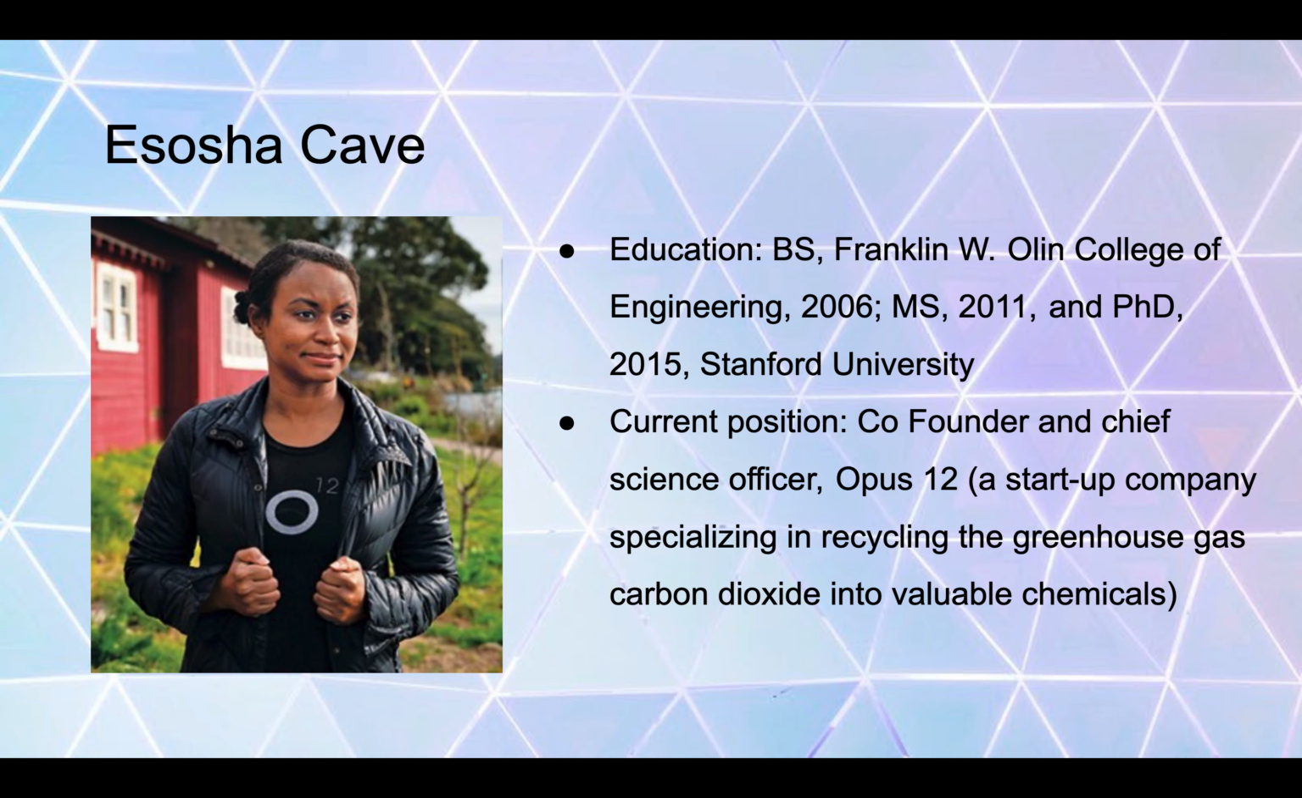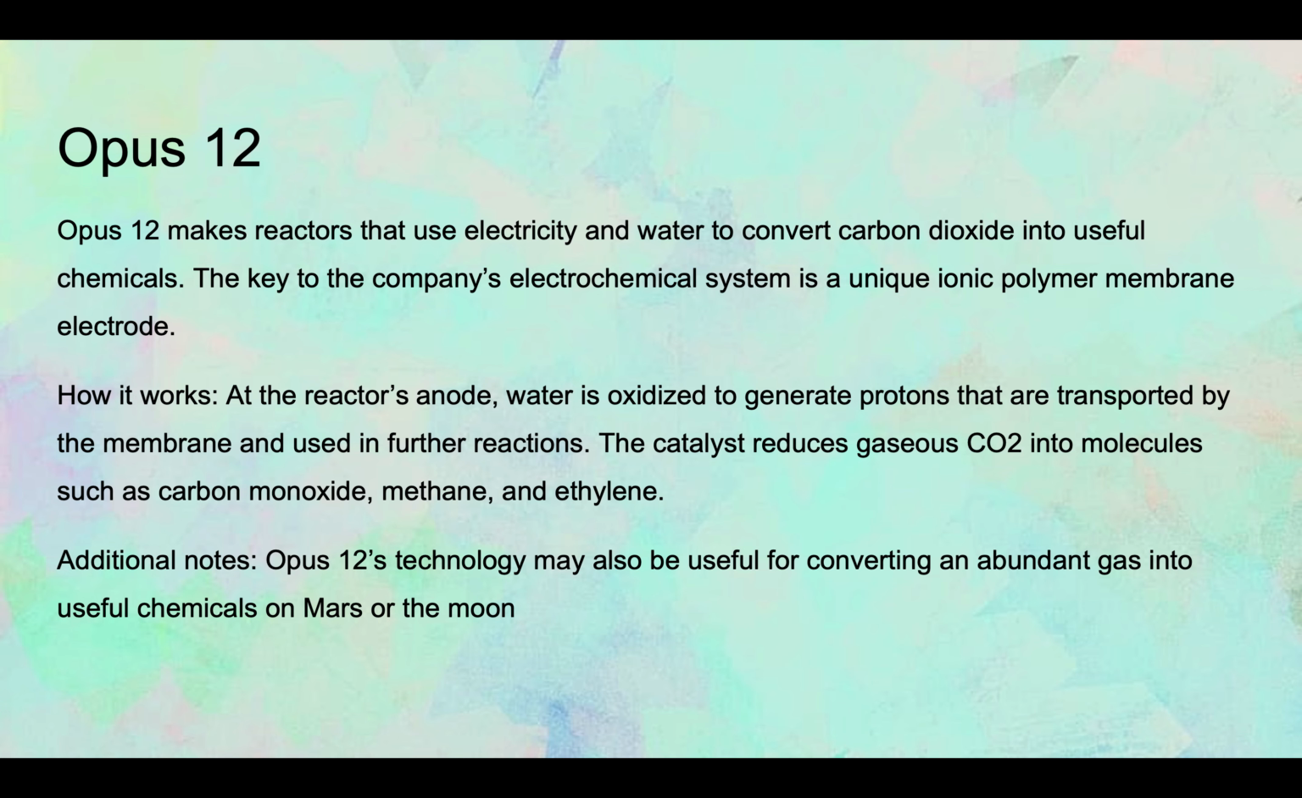So it would take the harmful products of the methane combustion reaction and convert them into something new. Alright, so more about Opus 12. Opus 12 makes reactors that use electricity and water to convert carbon dioxide into useful chemicals. The key to the company's electrochemical system is a unique ionic polymer membrane electrode.